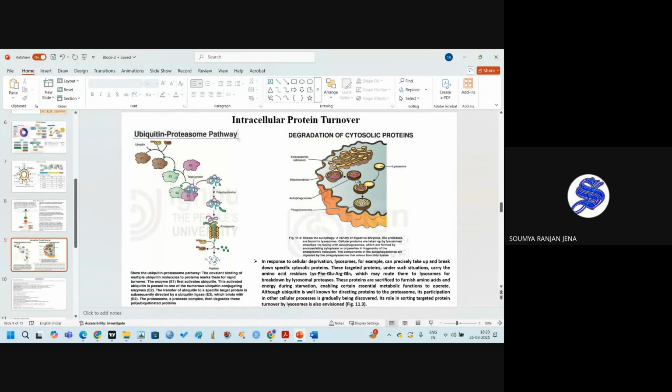In this process, sometimes cell organelles also fuse with the lysosome for energy production, and cytosolic proteins also fuse with the lysosome to produce amino acids. From the amino acids, energy will be produced by different metabolic pathways, and this is called protein turnover. This protein turnover occurs by two pathways: one is the ubiquitin proteasomal pathway, and another is degradation of cytosolic proteins by lysosomes. These are the two main pathways.